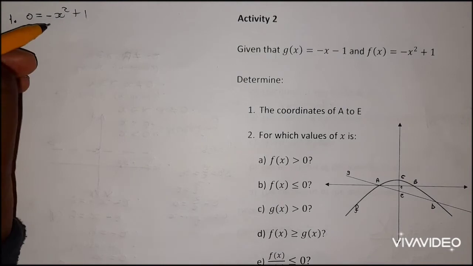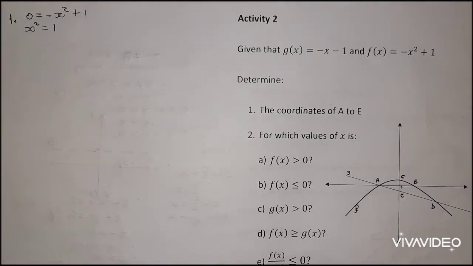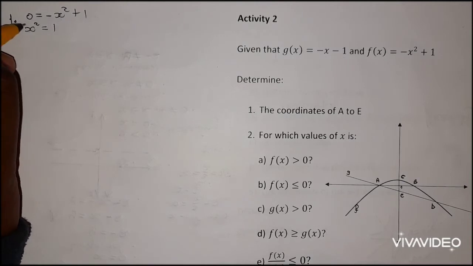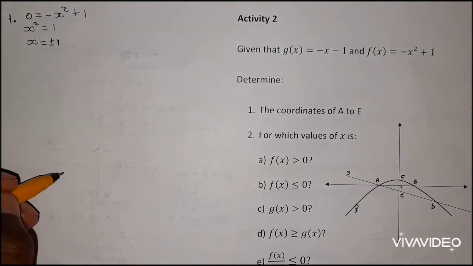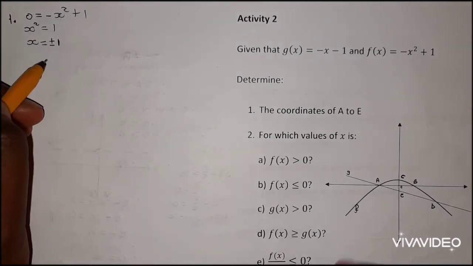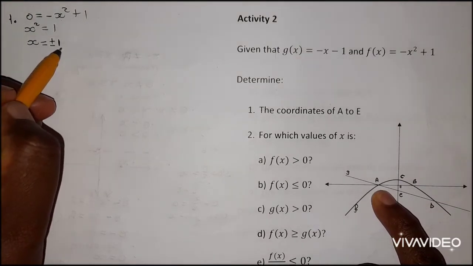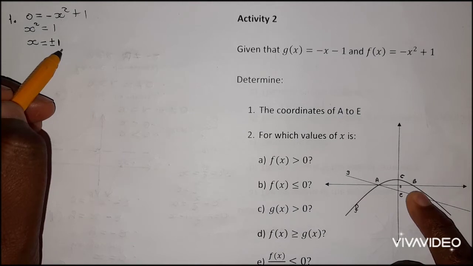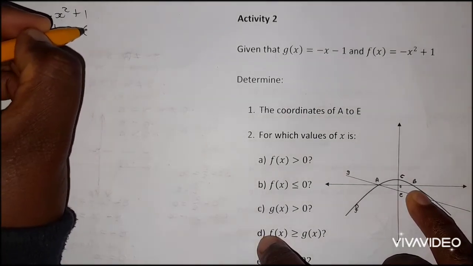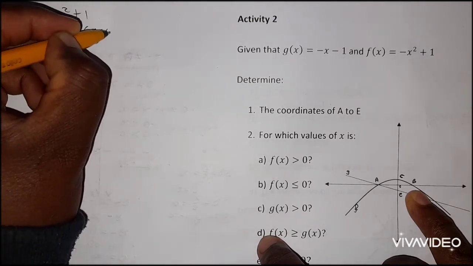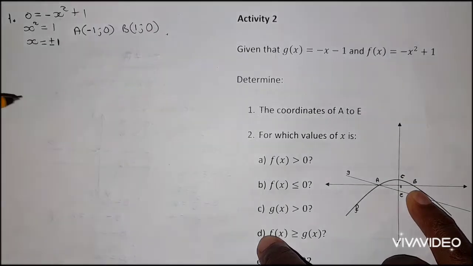And then we solve the equation. This one goes to this side. It's x squared is equal to 1. And if we put square roots on both sides, x will be equal to plus or minus 1. So we are saying here, A is on the negative side, so A is -1. B is on the positive side, so it's +1. So our coordinates here: for A is (-1, 0), and for B is (1, 0).